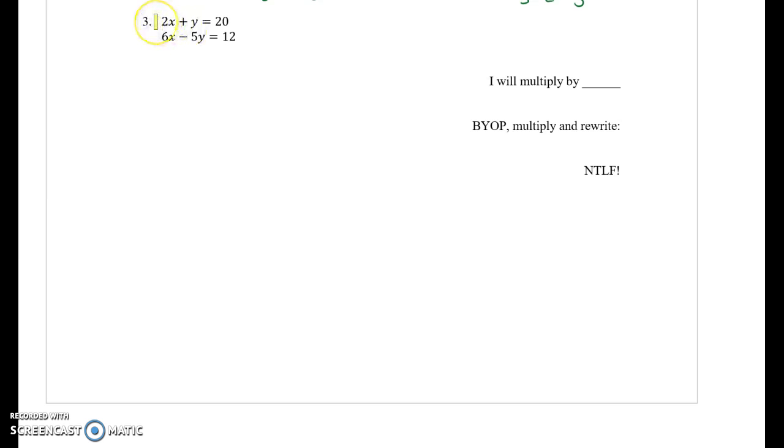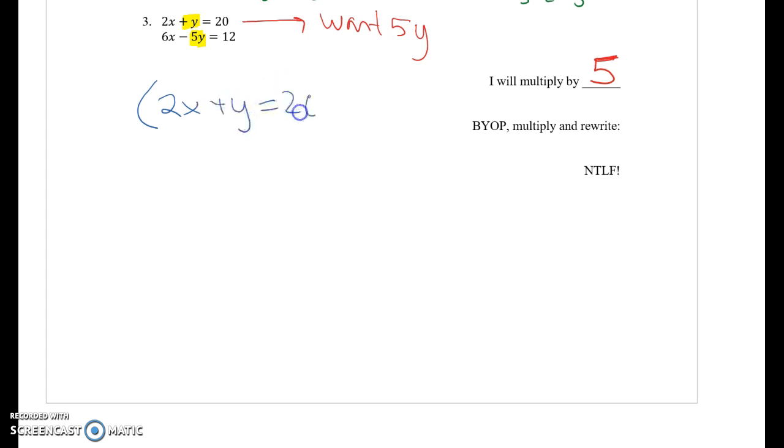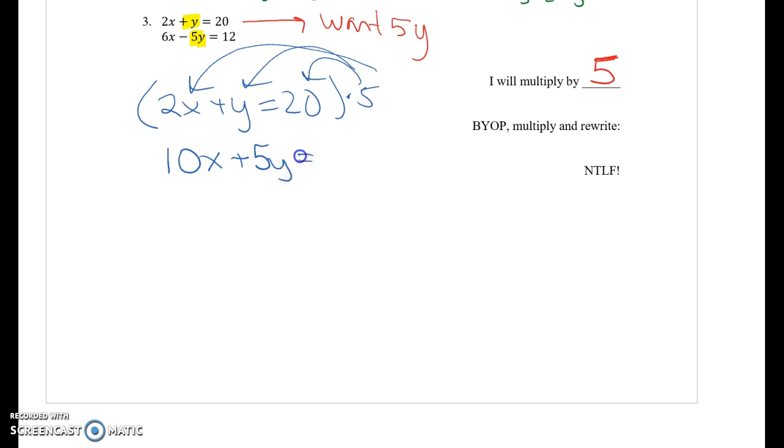Okay? There's a way to do this with the x's and there's a way to do this with the y's. I'm going to choose the y's because I have different signs. And these two have the same sign, so I'd have to multiply by a negative. But I want that to be 5y. So I will multiply everything by 5. So I am going to BYOP, 2x plus y equals 20. I'm going to multiply everything, all 3 pieces, by 5. So it's an equal equation. And now I rewrite the other equation below.